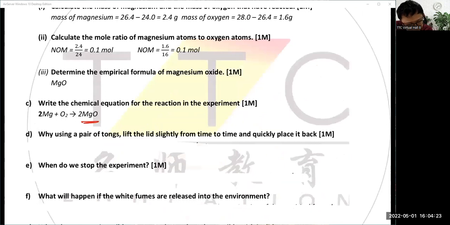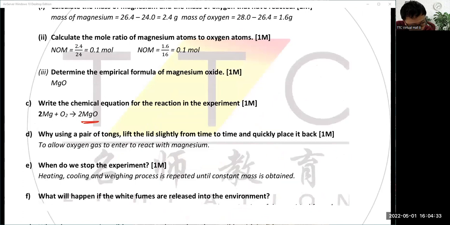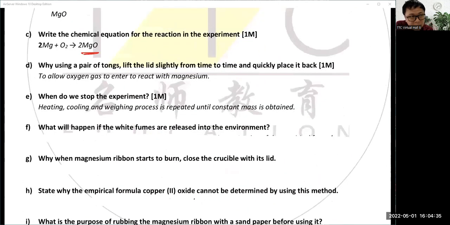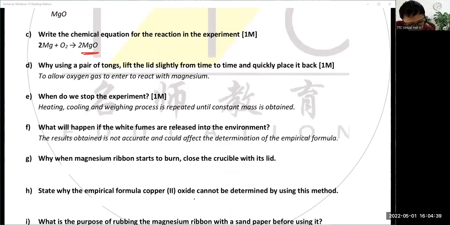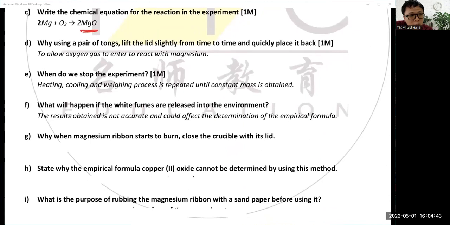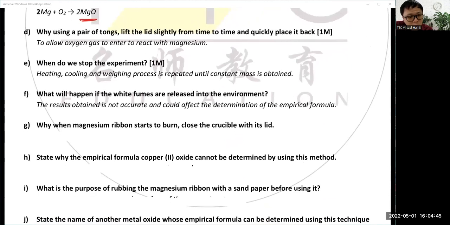Why do we need to open it up a bit? To allow oxygen to enter to react with magnesium. When do you stop? After you repeat the three processes, heating, cooling, weighing, until a constant mass is obtained, then you can stop the experiment because everything has reacted completely. If the white film escapes, the final mass will be affected, and then we will calculate the wrong empirical formula. So when magnesium starts to burn, you need to close it to avoid the white film of magnesium oxide escaping. When it escapes, the mass will be affected.